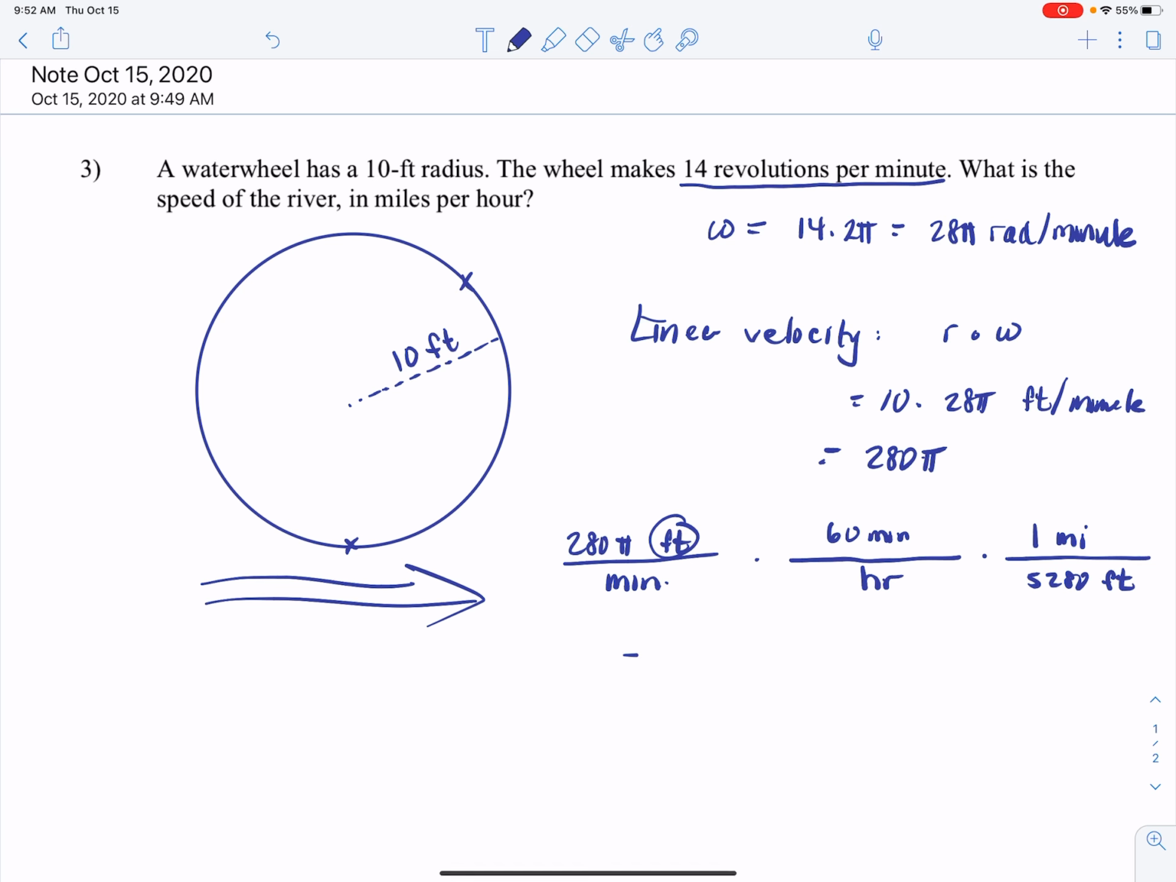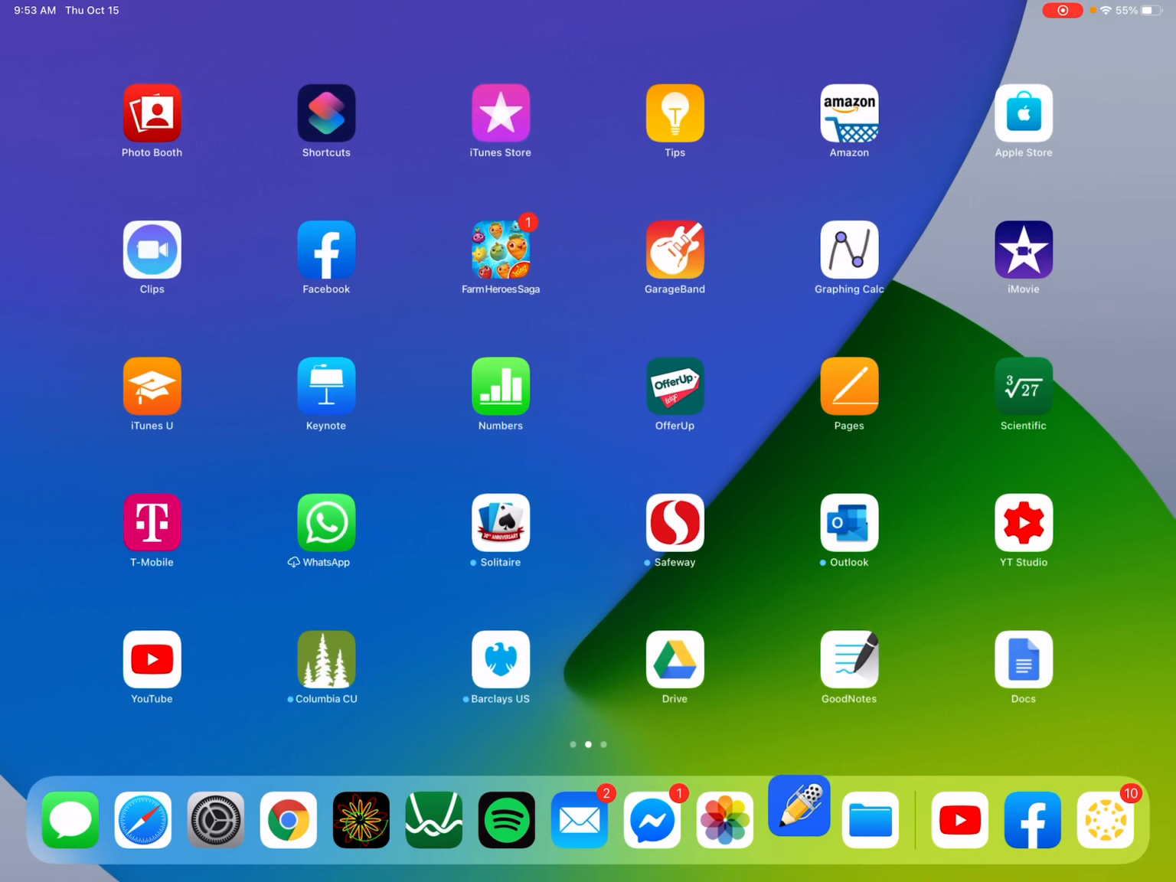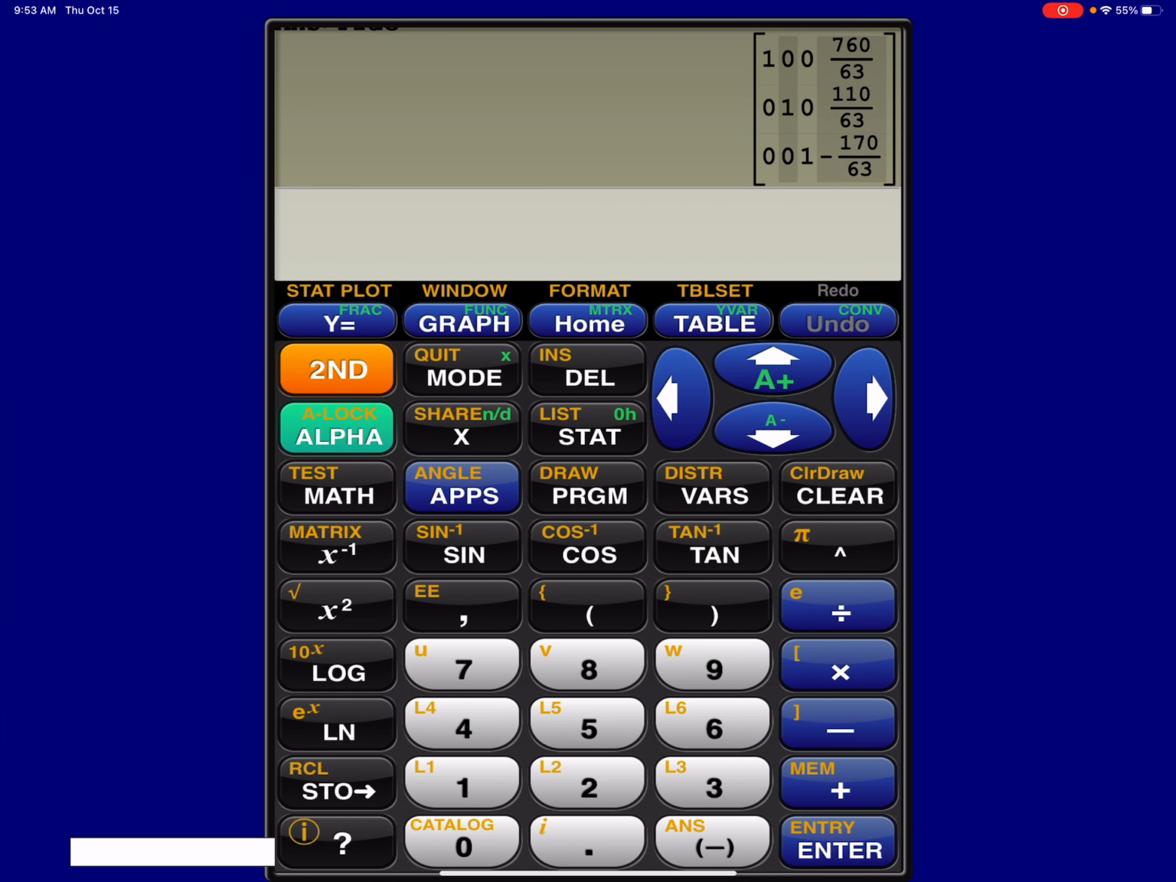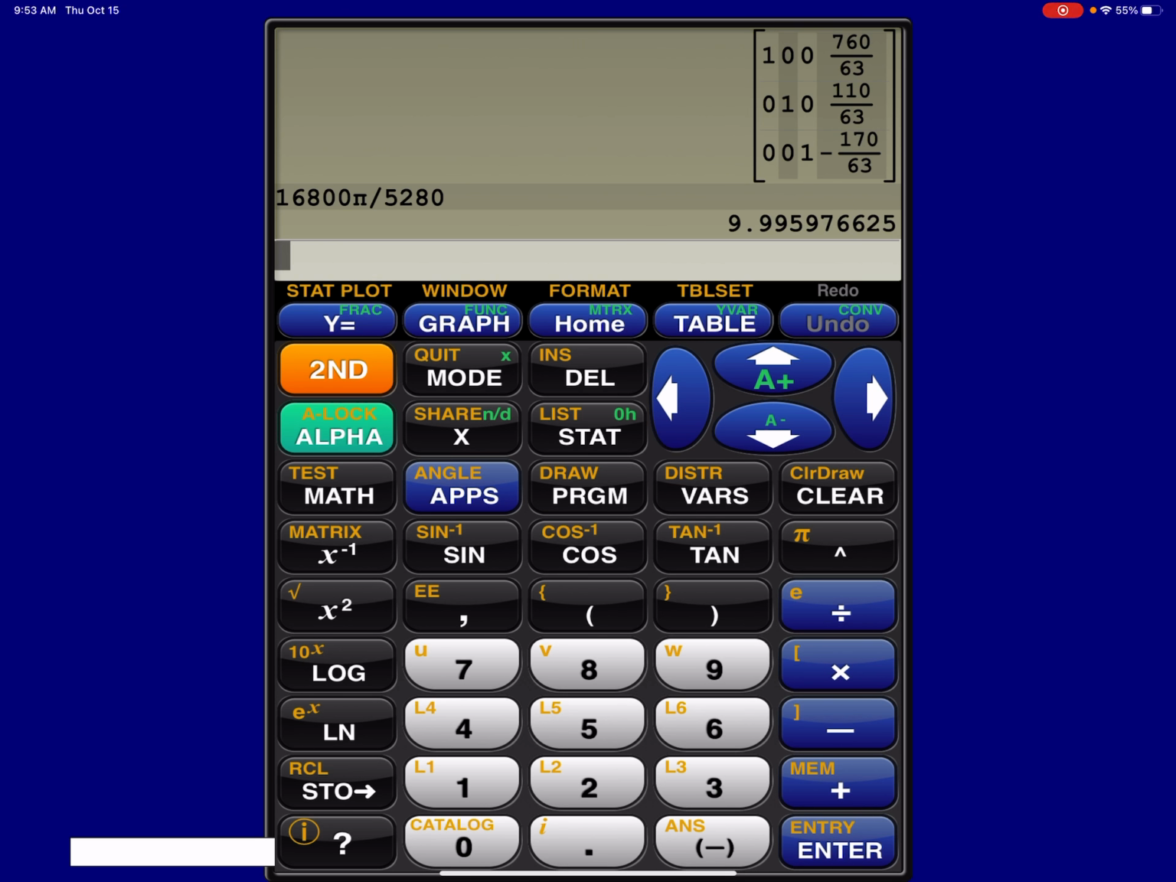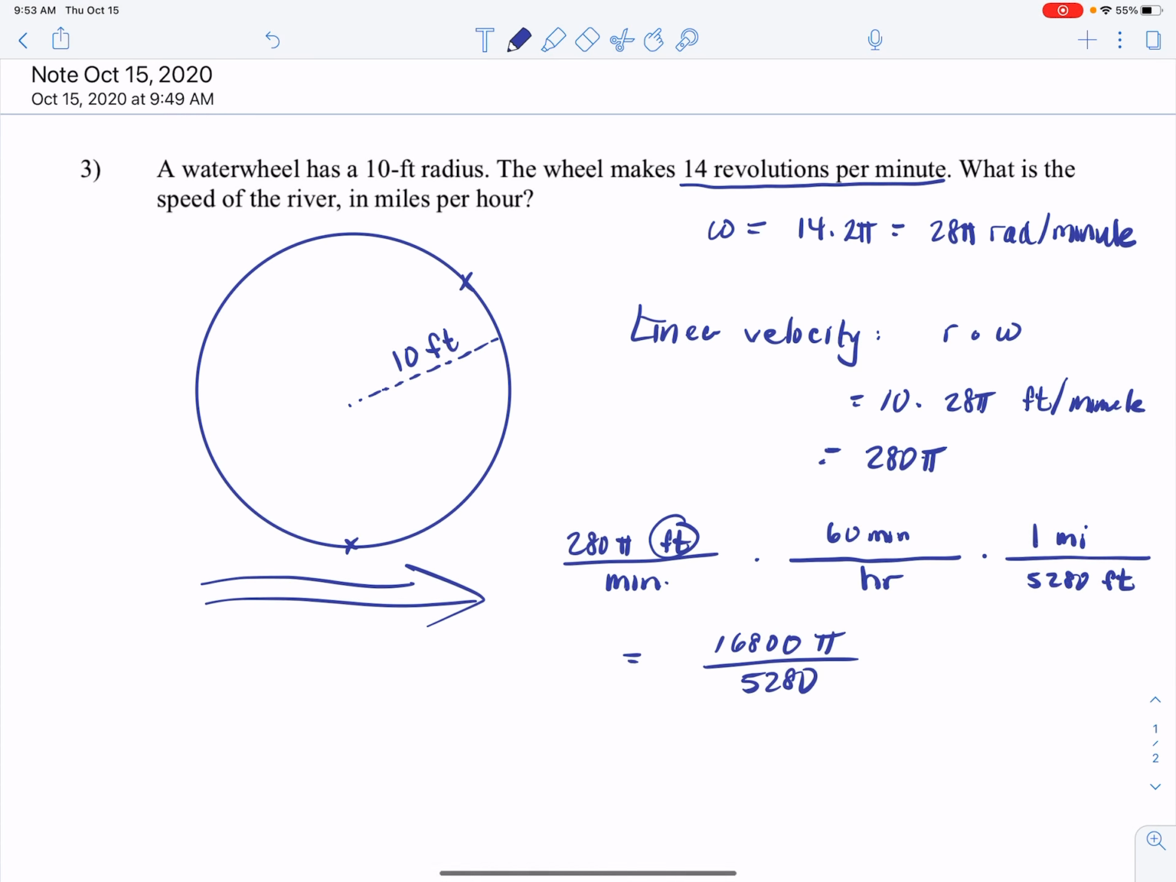So what we have is 280 times 60 is 16,800 pi divided by 5280. And I'm going to run to a calculator to figure that out. So what we have here is 16,800 pi over 5280, and I'm going to call that 10 miles per hour. That's so close to 10. So that's what we have. So the speed of the river is about 10 miles per hour.